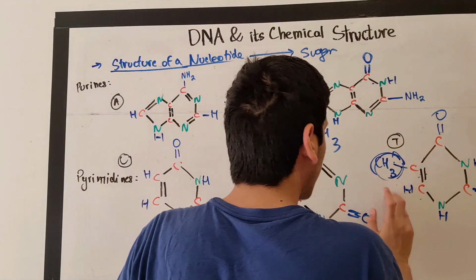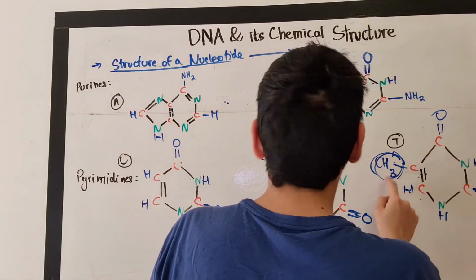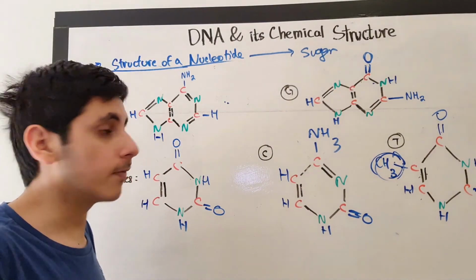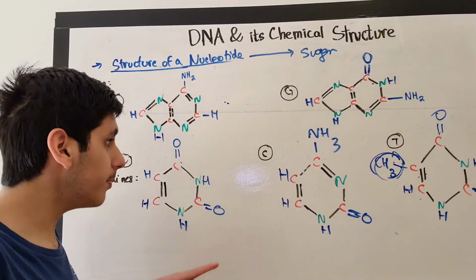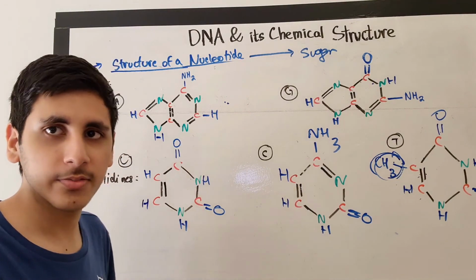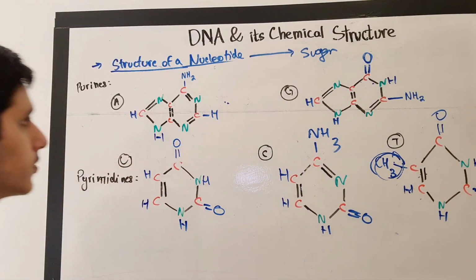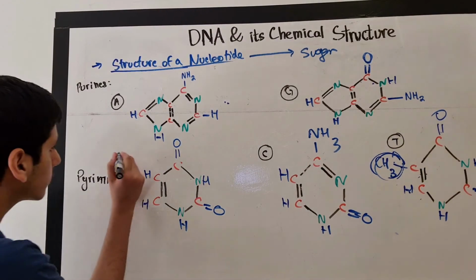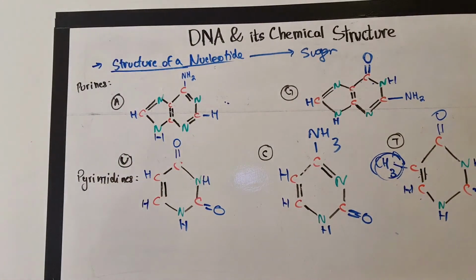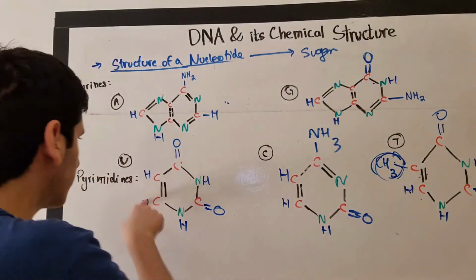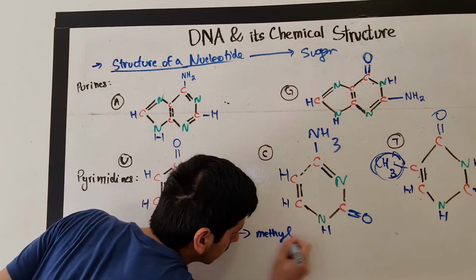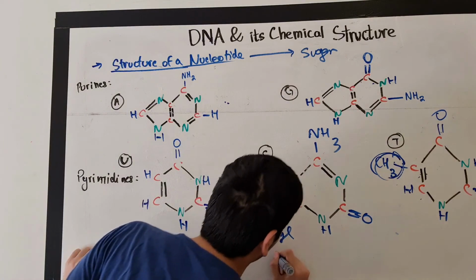I thought the uracil had a methyl group, but no, it's the thymine that has a methyl group in the 5th position, and the rest is the same for them. It's just cytosine that has all these different types of differences. It has all these differences which uracil and thymine don't. So thymine has a methyl group, uracil has no methyl group. So T methyl and U no methyl.